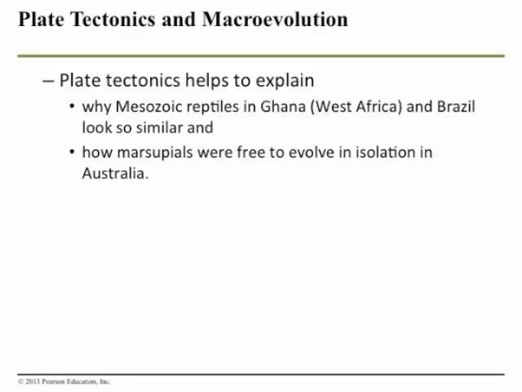So plate tectonics helps explain why reptiles in Ghana and Brazil look so similar and how marsupials were free to evolve in isolation in Australia. Marsupials really aren't found anywhere else in the world. It's a group of mammals, like kangaroos, that have pouches.